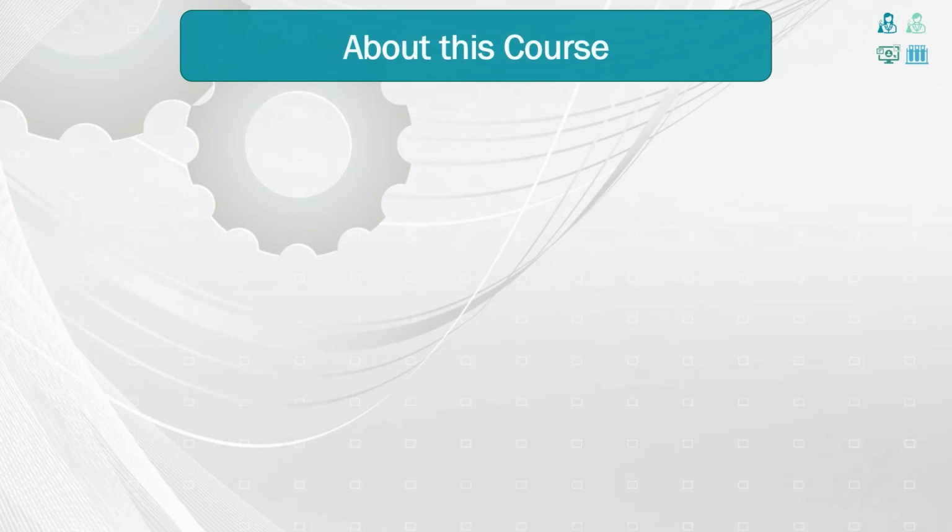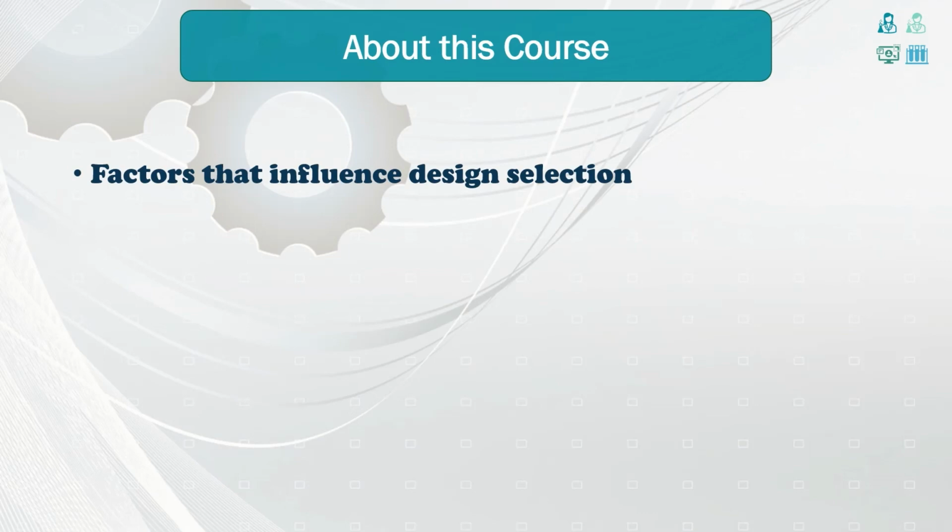So in this course, we will cover the important characteristics of the process or system that you wish to study and how these characteristics shape your design selection as an experimenter. We will also cover many types of experimental designs that exist, and we will learn about the different scenarios where different designs can be used.